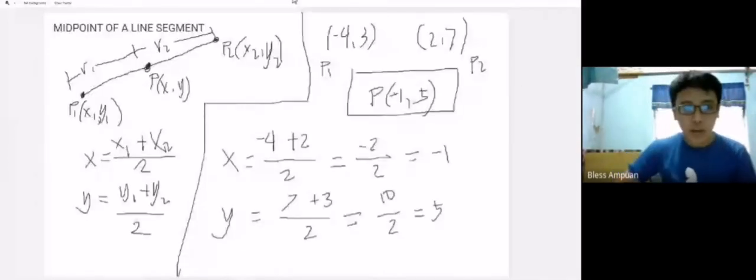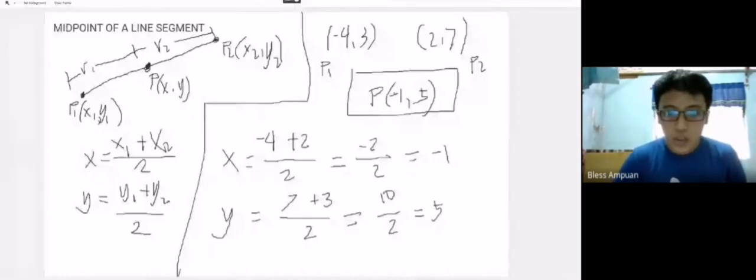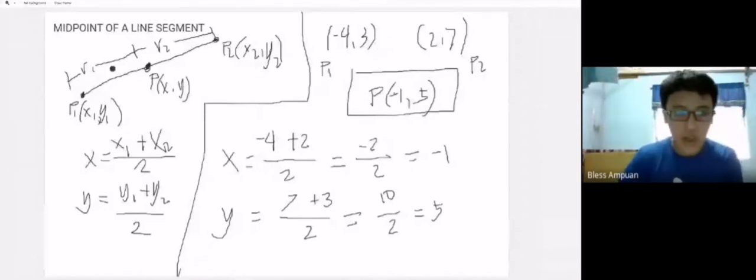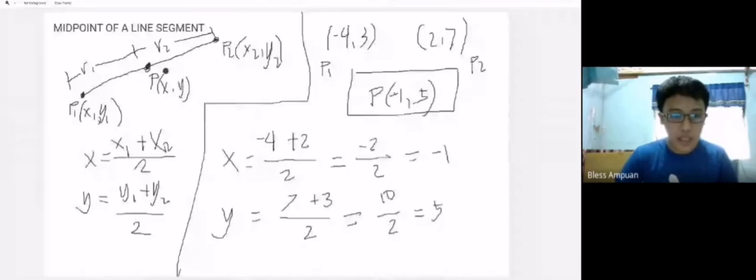Next topic is the midpoint of the line. I think it was discussed last time. So let's recall. Again, the same concept: we are given 2 points, P sub 1 and P sub 2. The middle point between these points is what we call the midpoint of the line, wherein the point P is the midpoint between points P sub 1 and P sub 2. So this is our midpoint, the middle point of the line.